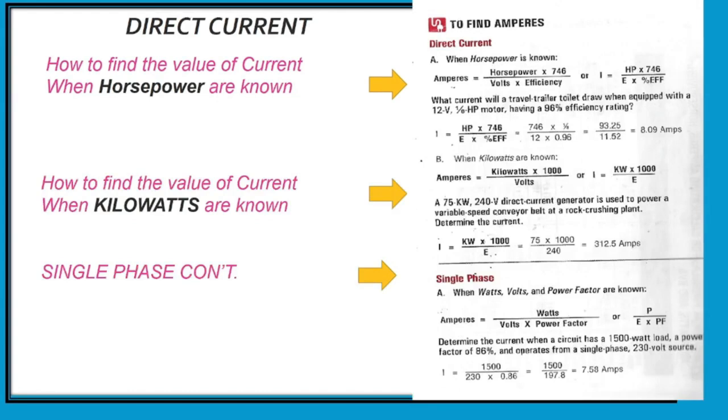And the next one is direct current. So if you are dealing with direct current, you can also watch this one. And we have here the continuation of single phase when you are going to look for amperes when watts, volts, and power factor are known.